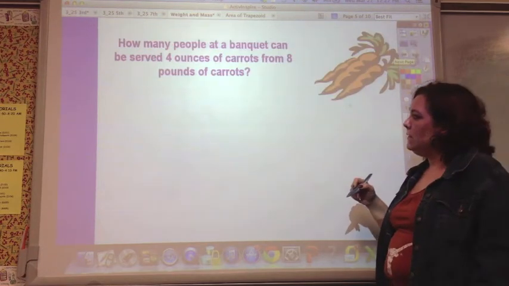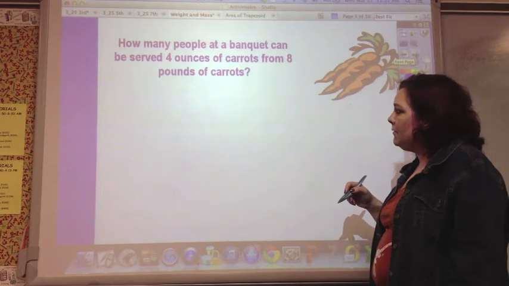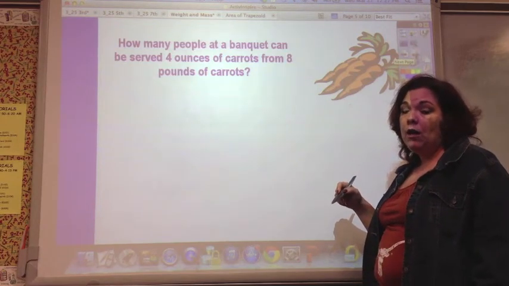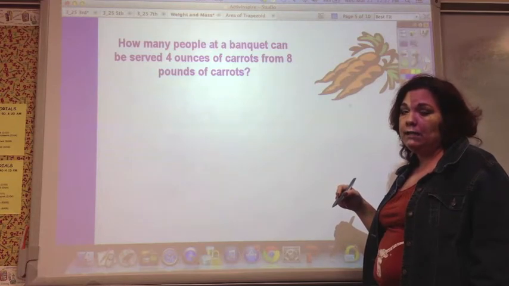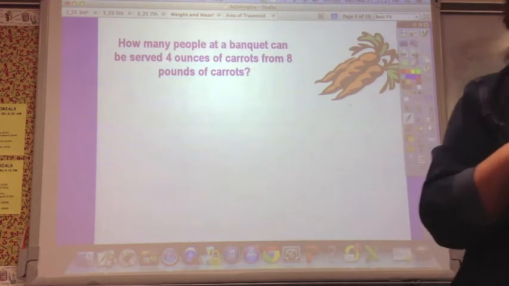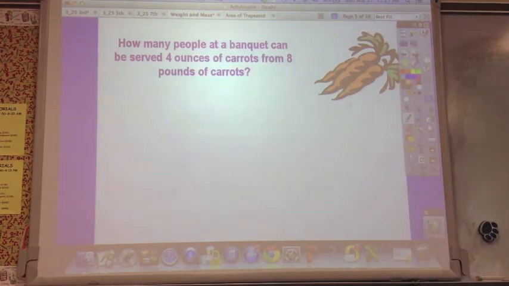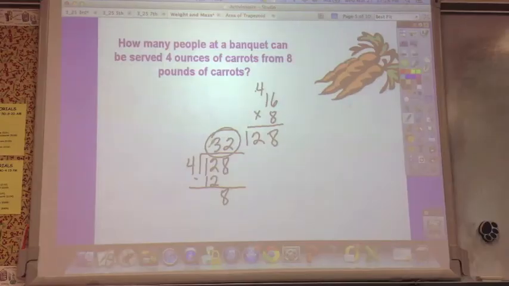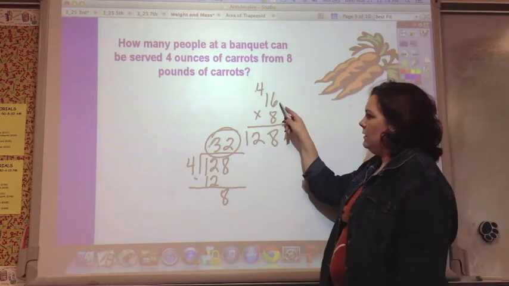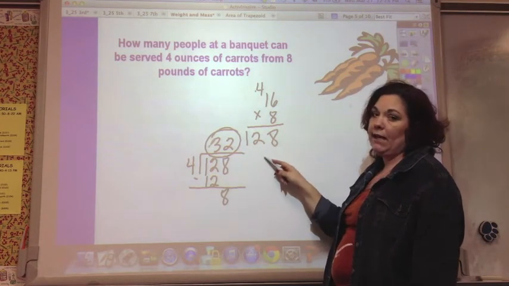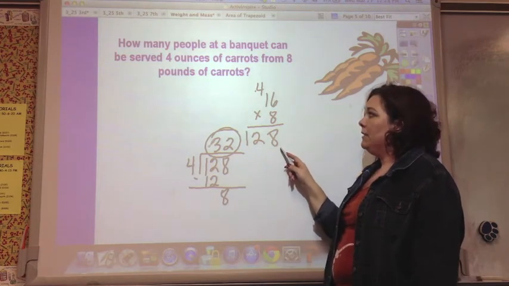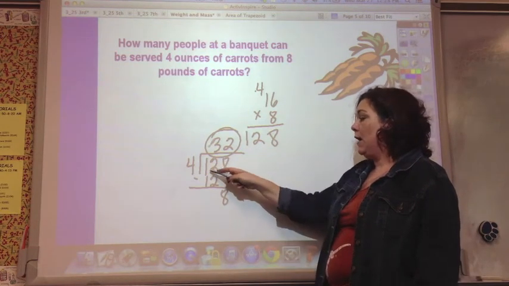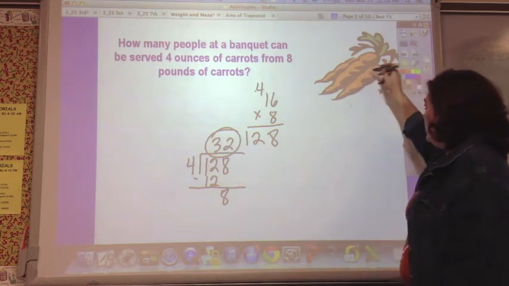How many people at a banquet can be served 4 ounces of carrots from 8 pounds of carrots? This is the same as the one I did previously, so you do this one and see what you come up with. Okay, so 16 ounces in every pound, so the total number of ounces of carrots I have is 128. Then I'm going to divide that into 4-ounce servings. 128 divided by 4 is 32. So this should say 32 people.